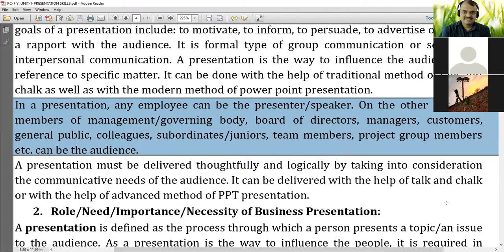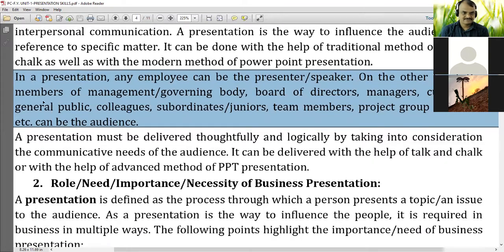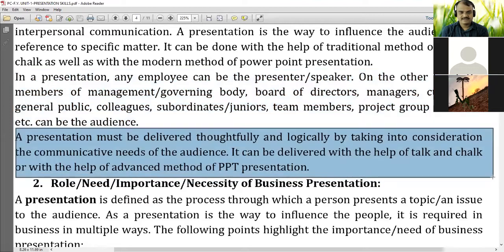So that thing itself will make you more or less serious. The level of preparation, the level of seriousness depends upon the people with whom you are going to interact. So try to understand that. And after that, come to the last lines, last three lines here. A presentation must be delivered thoughtfully and logically. That is again very important.